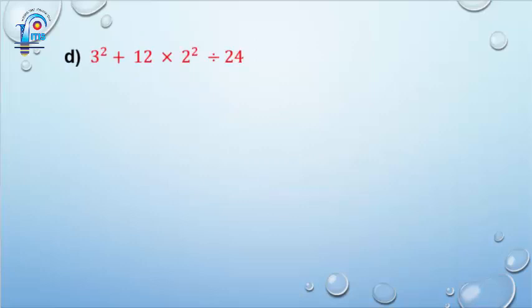Letter G. 3 to the power 2 plus 12 by 2 to the power 4 divided by 24. Now to simplify this example, we must cancel the brackets and the powers first, then multiply and divide, then last add and subtract. In the first step, I start with 3 to the power 2 and 2 to the power 4. 3 to the power 2 equals 9, plus 12 times 2 to the power 4 equals 16, divided by 24.